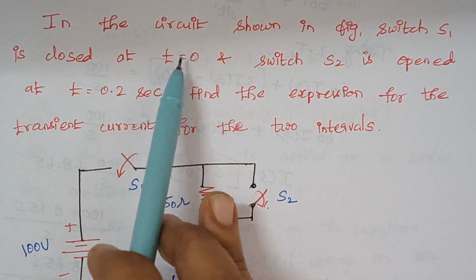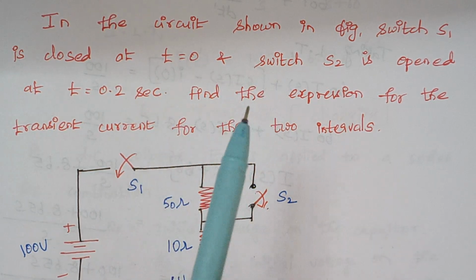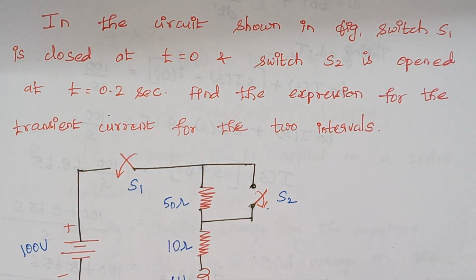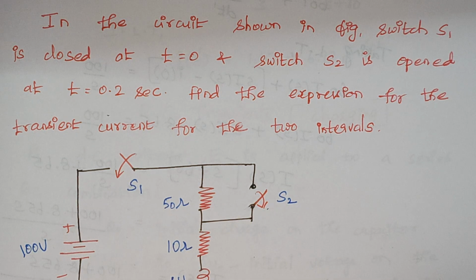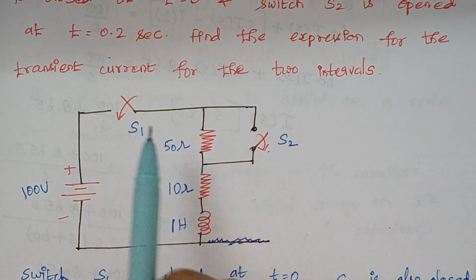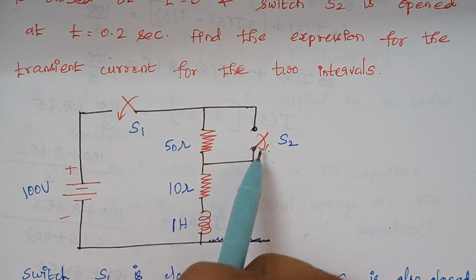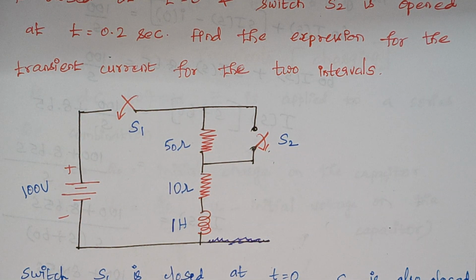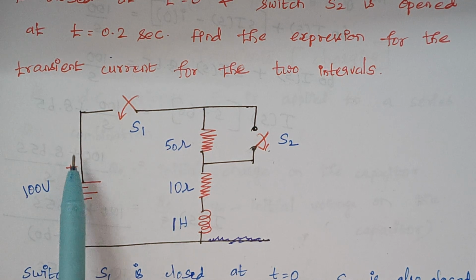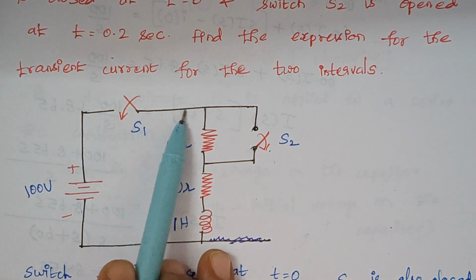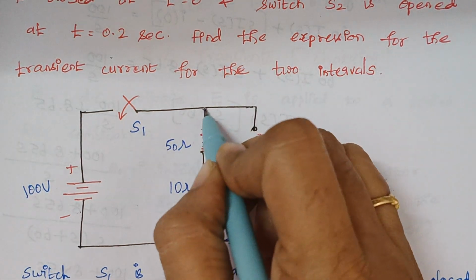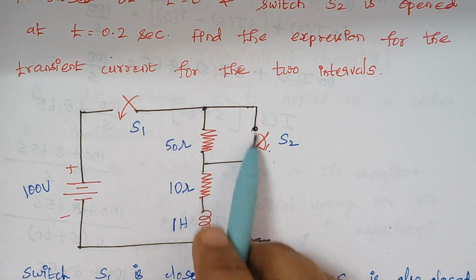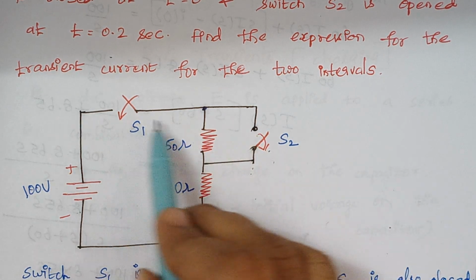That is, when t is equal to 0, both the switches are closed. When t is equal to 0.2, switch S2 is kept open. So the first thing is both the switches are in closed state. When both the switches are in closed state, how does the current flow? Current from this 100 volt source flows like this. Now tell me, at this junction, whether the current will flow through this 50 ohm or through this switch, because both the switches are closed.